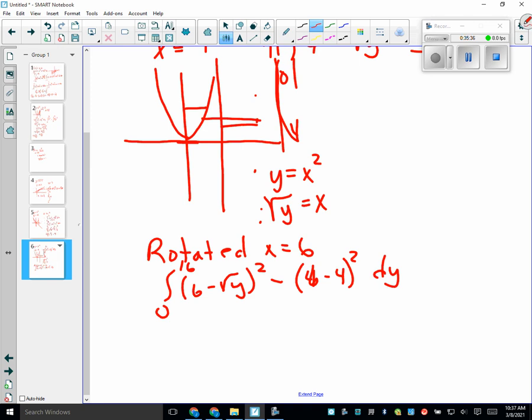When we're doing the cross sections, if it's perpendicular to the x, it's in terms of x. Yes. If it's perpendicular to y, it's in terms of y. Yes. And I don't think there's any perpendicular to the line. Okay, and then for the volume and area between curves, if it's y, it's right minus left, or top minus bottom if it's x. Yes.